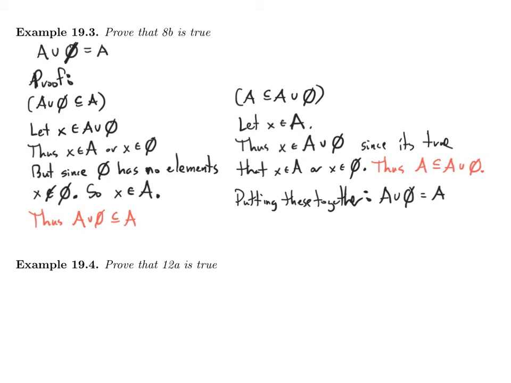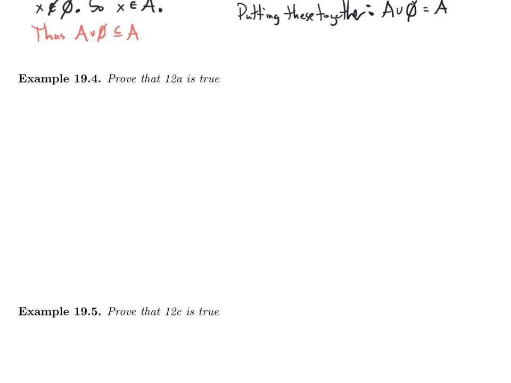Let's prove a couple of those results involving subsets themselves. So let's scroll down. Let's do 12a here. Let me remind you what 12a is. First, it says that A is a subset of B if and only if the complement of B is a subset of the complement of A. These are logically equivalent statements. So it's going to be impossible that one is true and the other is false. They're either both true or both false.